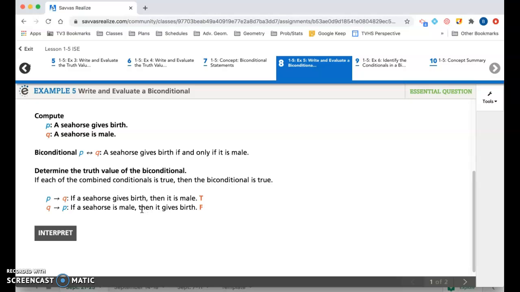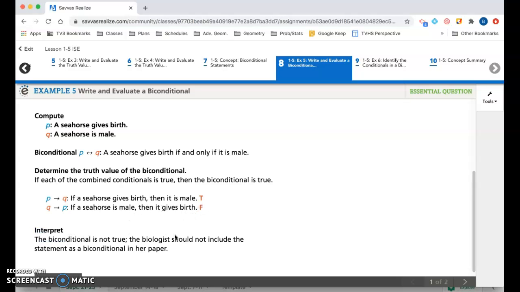So that one's true. But then the second part of that is where we flip it around and write the converse. If a seahorse is male, then it gives birth. That's actually false because not every male seahorse perhaps is going to give birth. So that part of it is false. So to answer our original question, no, the biconditional that would come from that would not be true. So the marine biologist should not include that statement as a biconditional in her paper.